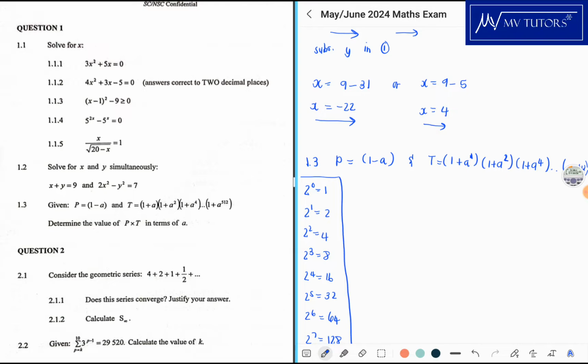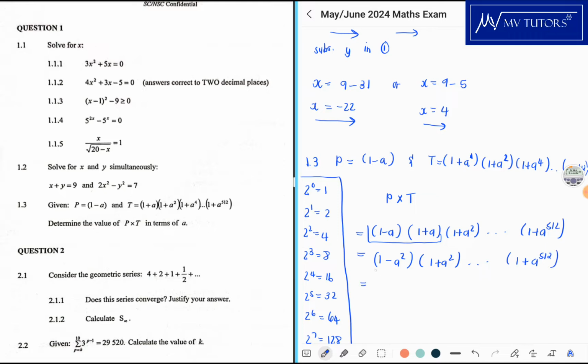But anyway, it says determine the value of p times t in terms of a. So what will that look like? So we have 1 minus a times t, which is 1 plus a, times 1 plus a squared, and we go all the way to 1 plus a to the power 512. So what happens if I multiply these two? I see I have a difference of 2 squares, so my answer will be 1 minus a squared. And then I multiply it by 1 plus a to the power 2 times all of that.